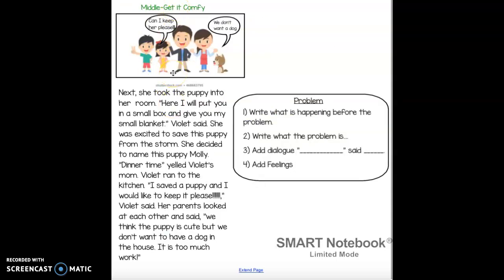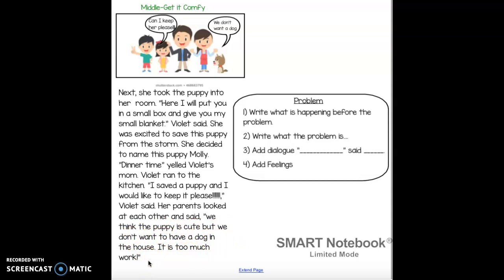Next, she took the puppy into her room. Here, I will put you in a small box and give you my small blanket, Violet said. She was excited to save this puppy from the storm. She decided to name this puppy Molly. Dinner time, yelled Violet's mom. Violet ran to the kitchen. I saved the puppy and I would like to keep it, please, Violet said. Her parents looked at each other and said, we think the puppy's cute, but we don't want to have a dog in the house. It is too much work.